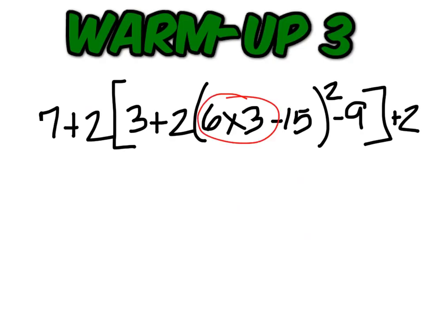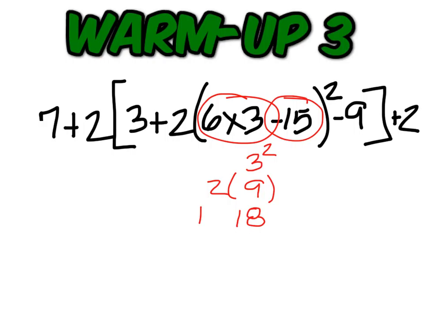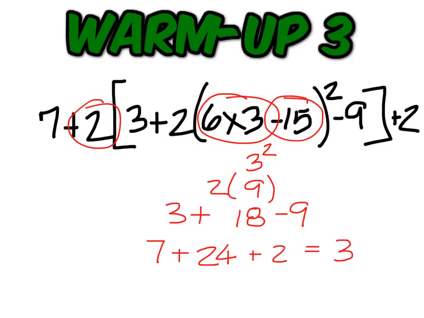Six times 3 is 18. Minus 15 is 3. Square that to get 9. Times 2 is 18. Plus 3, and then minus 9. So that's going to be 12 times 2 is 24. Plus 7 is 31. Plus 2 is 33.